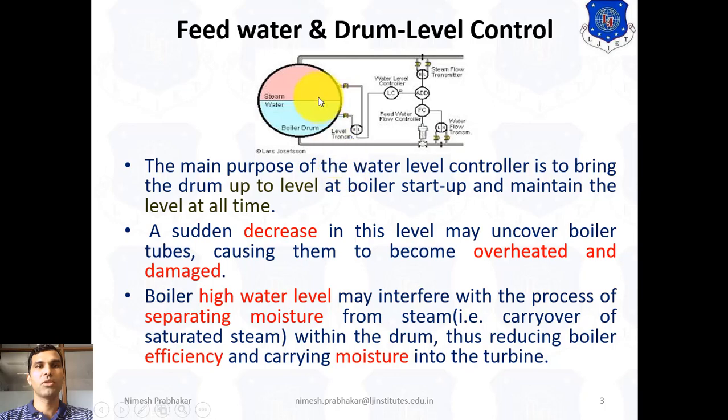We know the use of this steam: the boiler generates steam and this steam goes to the turbine plate to generate electricity. So if the water level is more in this boiler drum, then there is a chance of moisture in the steam. This is also not good. That's why we require the drum level control system.